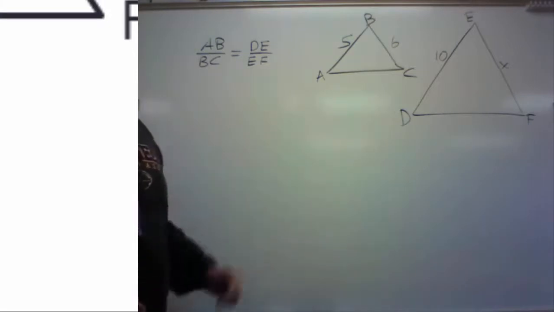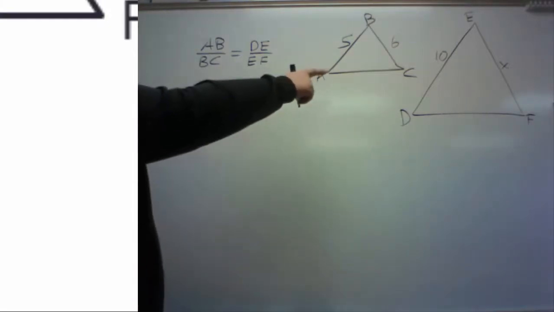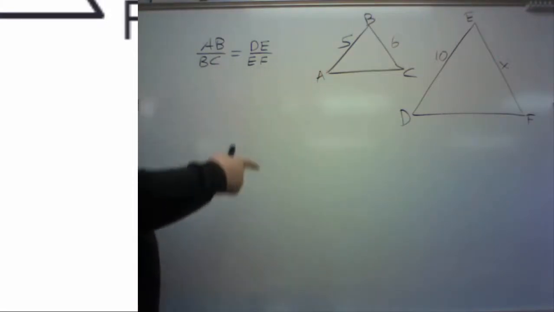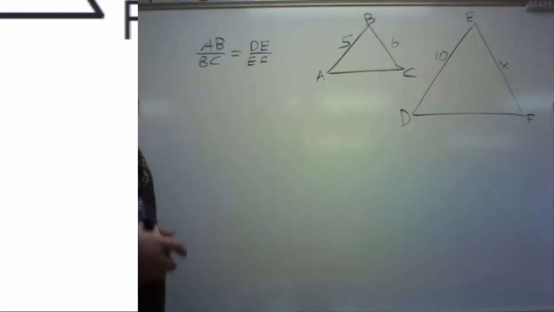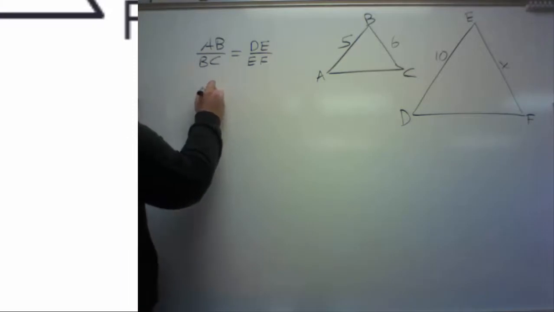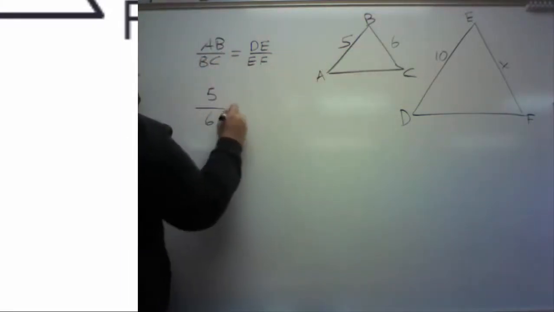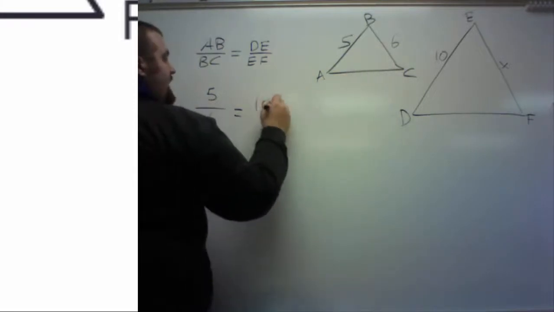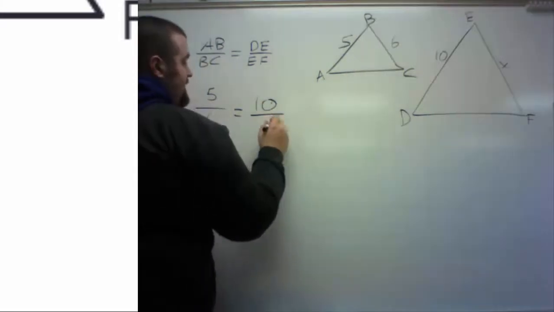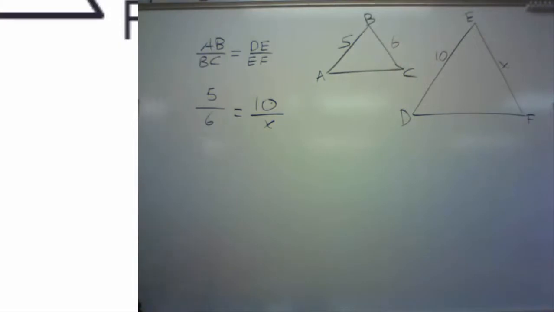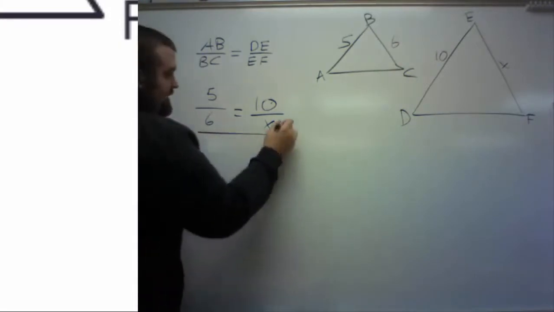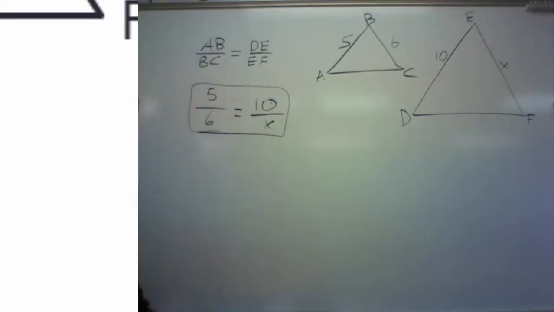Well, the first true proportion I could write is, why don't I plug in the numbers? I don't want to have to deal with length of segment AB and length of segment BC. I'd rather deal with 5 and 6. So 5 is the length of segment AB. Length of segment BC is 6. Length of segment DE is 10. And length of segment EF is X. There I go. My first true proportion from the information given.